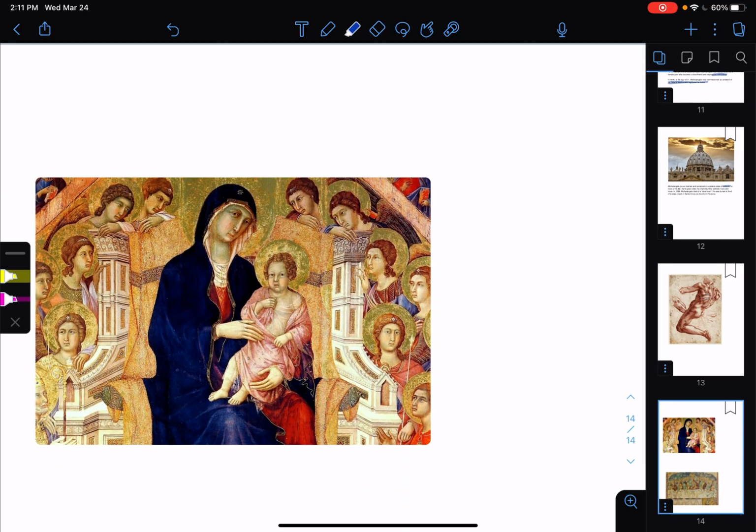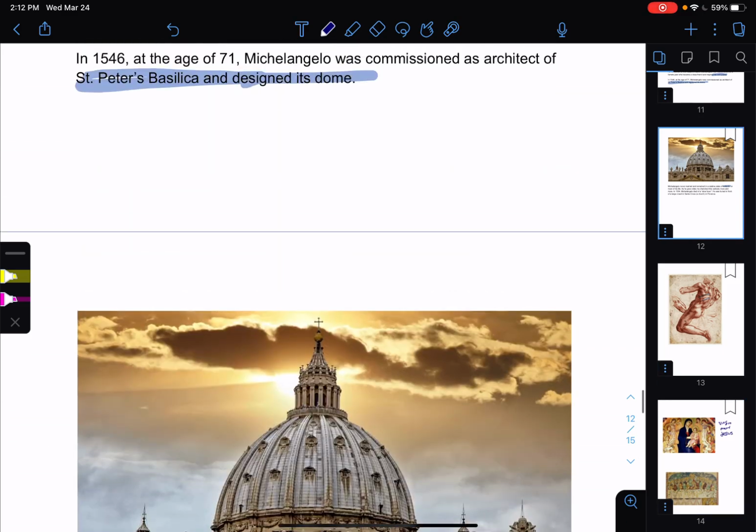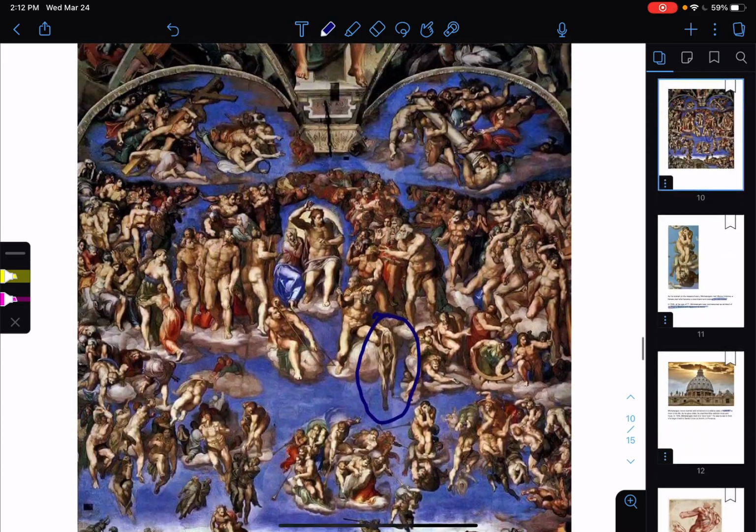And then I want to show you guys this. This is a medieval work of art. This is the Virgin Mary with Jesus. Okay, so that's them. So I want you to start thinking about, how does this compare to something like this or this?